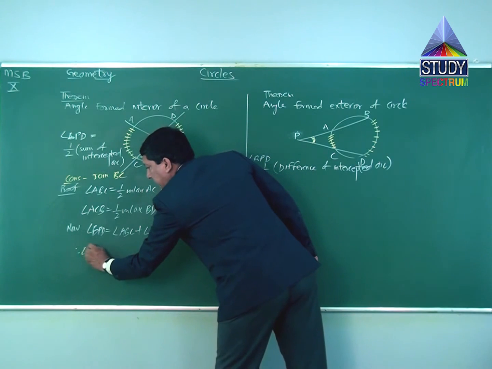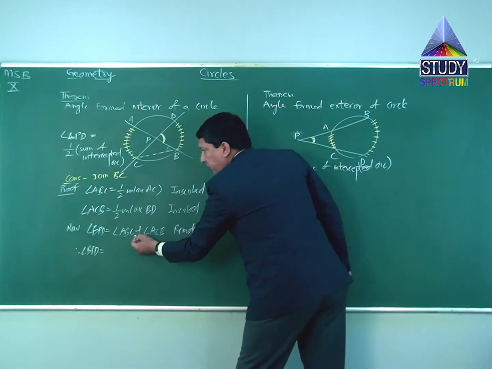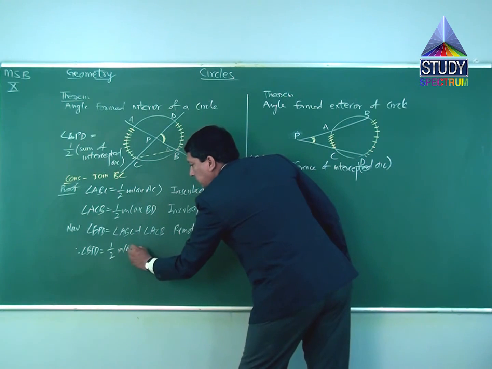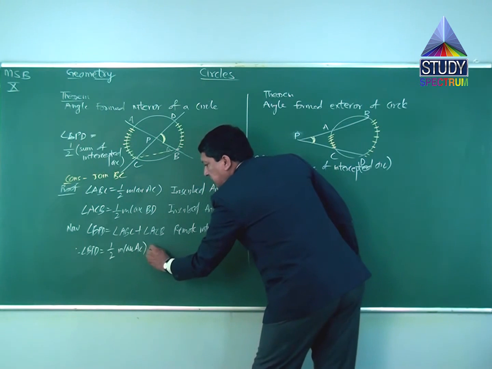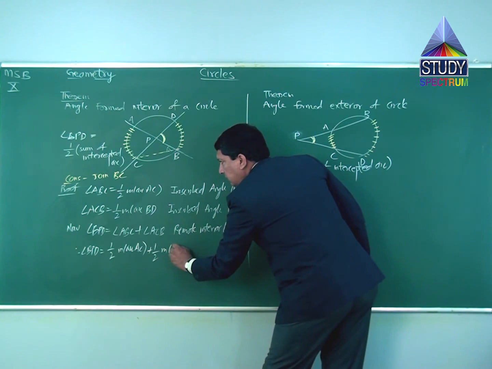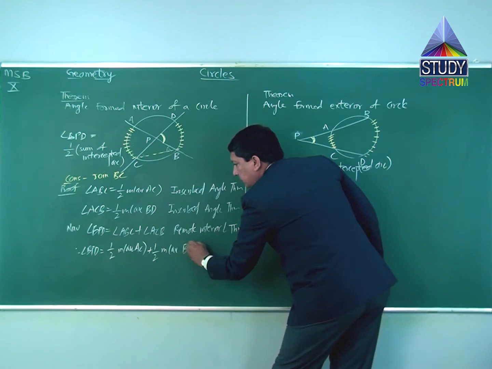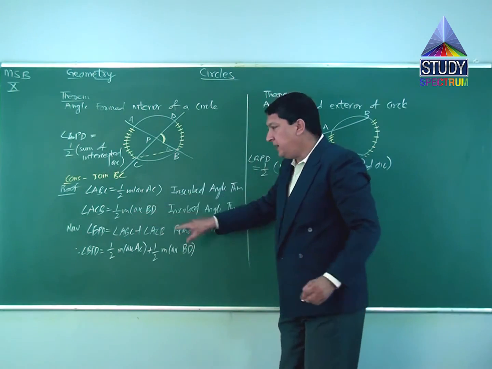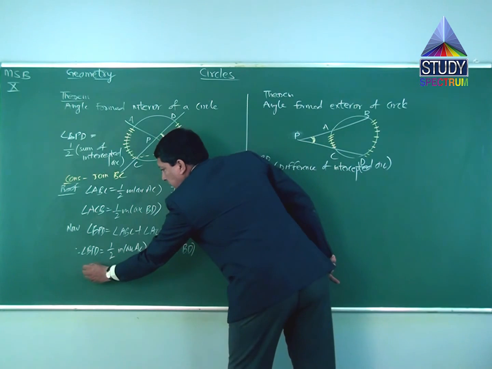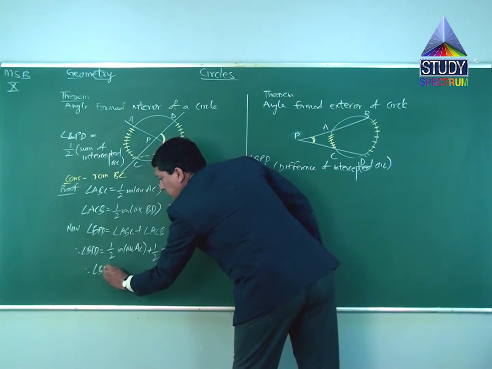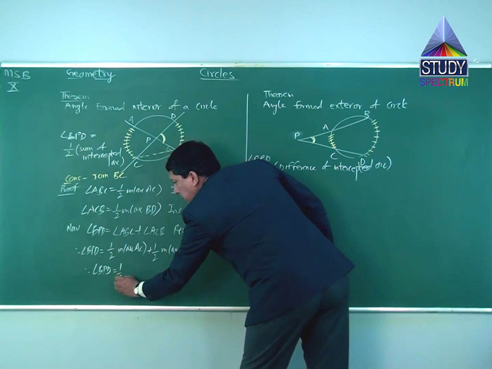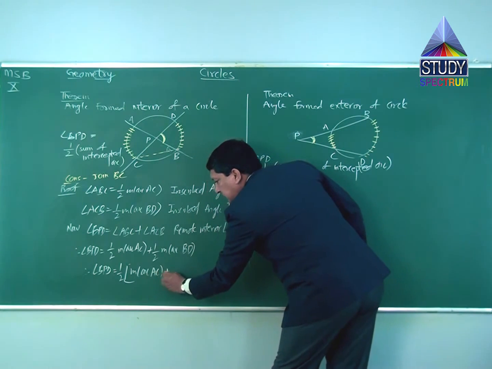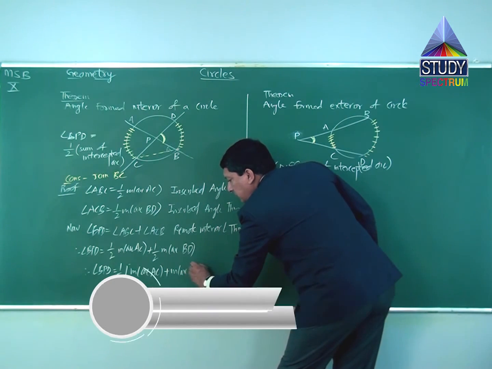Therefore, I can write angle BPD equals, instead of ABC, I can write this arc, that is half the measure of arc AC, plus half the measure of arc BD, because the ACB value is half the measure of arc BD. Therefore, angle BPD equals half of the measure of arc AC plus the measure of arc BD.